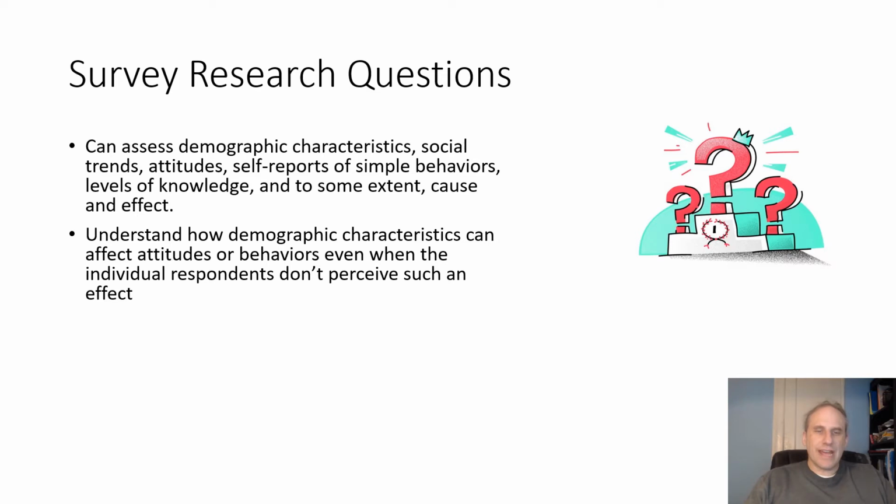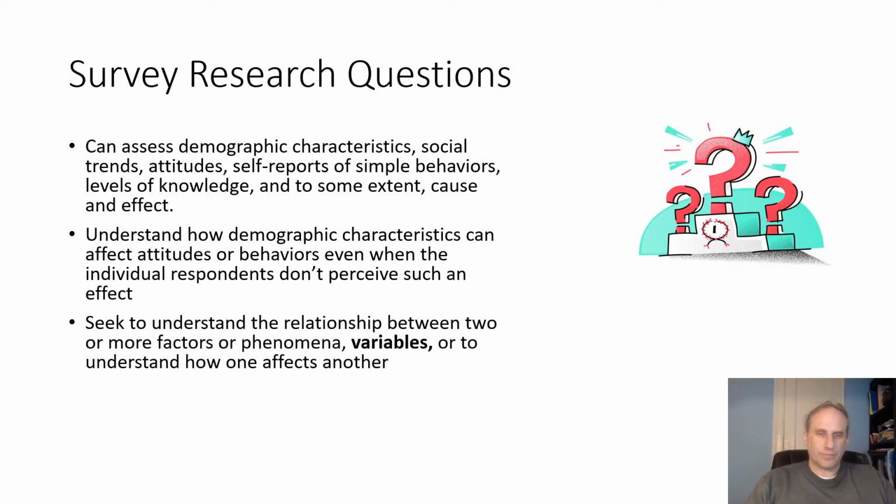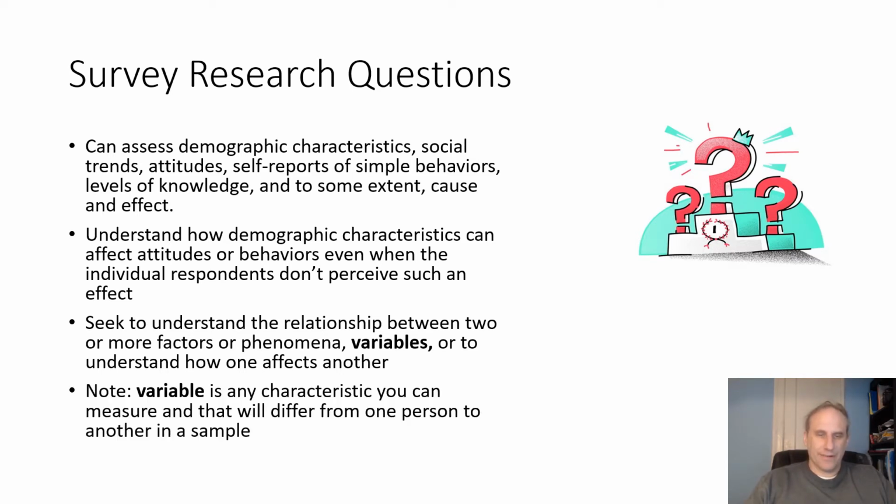You can understand how demographic characteristics such as age or race can affect attitudes or behaviors, even in many cases when the individual respondents might not perceive such an effect. You seek to understand the relationship between two or more factors or phenomena, the variables, the questions asked, or to understand how one may be affecting another. Note, in this circumstance, the variable is any characteristic you can measure, and that can differ from one person to another in a sample.